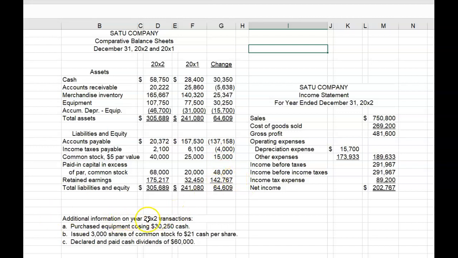So let's look down at the other information, and it says we issued 3,000 shares of common stock for $21 cash per share. Let's do a little quick math here. 3,000 shares were issued for $21 a share equals $63,000 cash received. And that does account for the entire change in the equity account. Cash received from issuing stock was $63,000. Let's get that onto our cash flow statement.